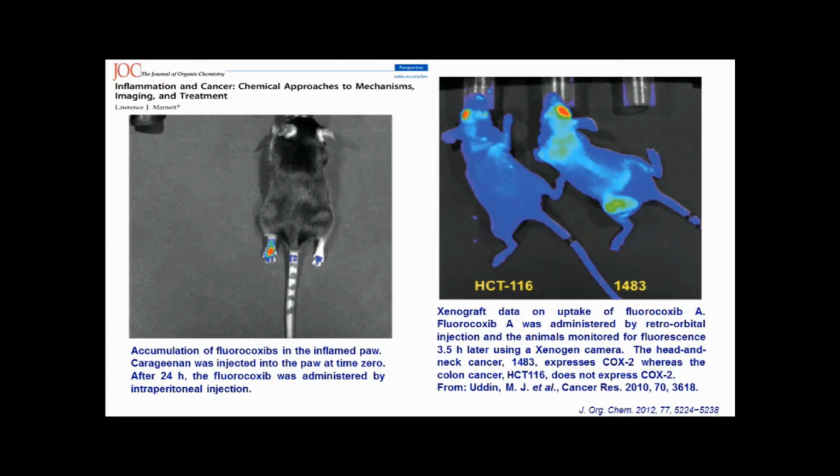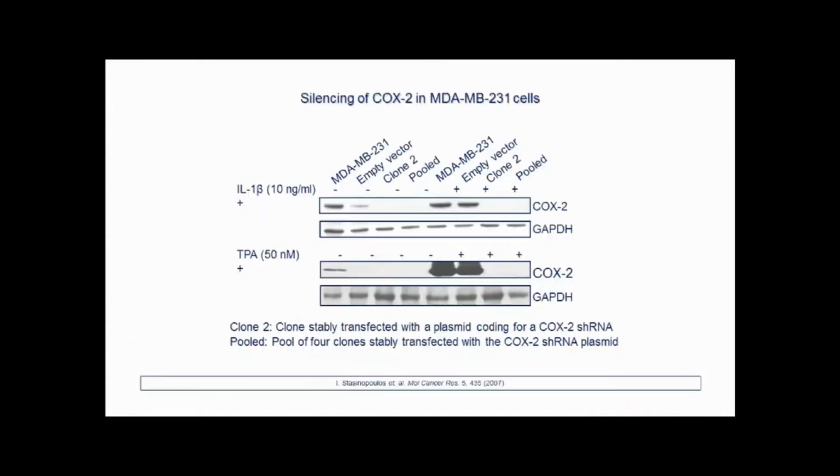And this work was presented by them in Cancer Research a couple of years ago. And these COX-2 imaging agents are now commercially available. Of course, you can use imaging to visualize COX-2 expression, but you can also use multimodal imaging to look at the effects of COX-2 downregulation on many of the phenotypic characteristics of tumors.